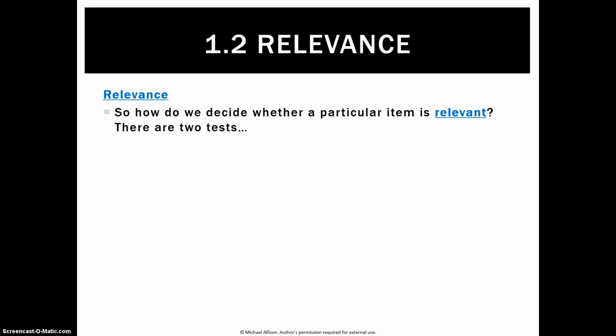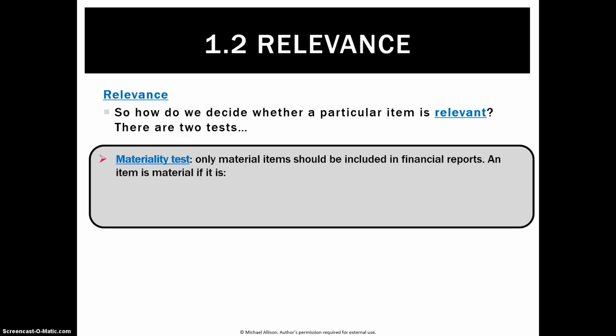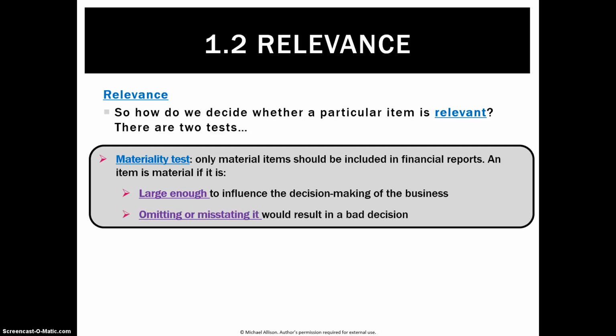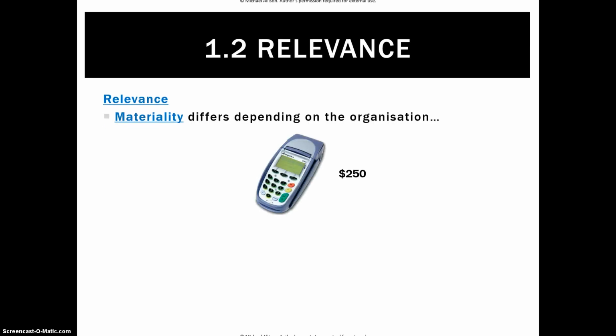There's two ways to tell whether something is relevant. One is the materiality test. Something is material and should be included in financial reports if it's large enough to influence your decision making, or if you omitted it or misstated it, you'd actually get a bad decision. Let's look at a couple of examples.